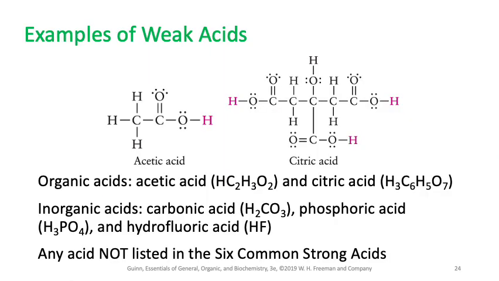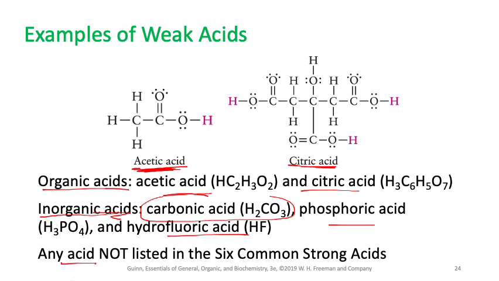There are a couple of examples of weak acids, like we already used one, acetic acid. Citric acid is also a type of weak acid, right? So there are organic acids like acetic and citric acid. There are some inorganic acids like carbonic acid, H2CO3, phosphoric acid, and hydrofluoric acid. They are weak acids, right? And you can assume that any acid that is not part of the 6 strong acids is a weak acid, right?